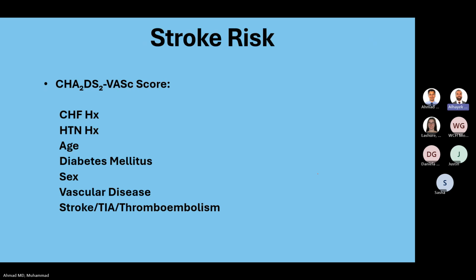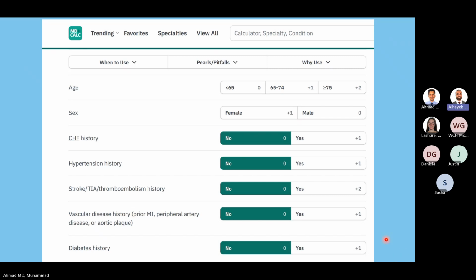Now, going on to the next slide. All right, so this is right off of the MedCalc app. This is the CHA2DS2-VASc score. You can see here the age: less than 65 will give you 0 points, 65 to 74 is +1, greater than or equal to 75 is +2. And then coming to sex, you can see that female is already a +1. So in terms of gender, females already get +1, males are 0.